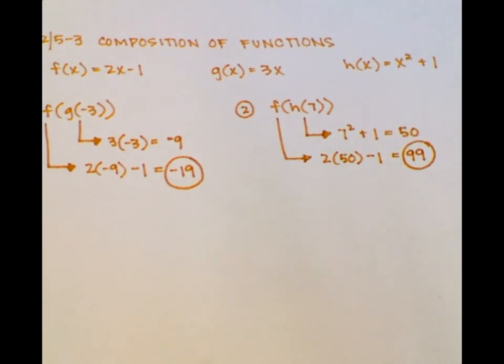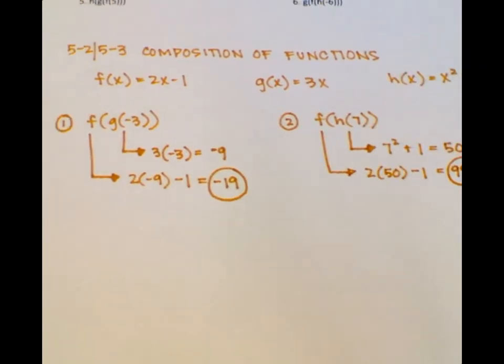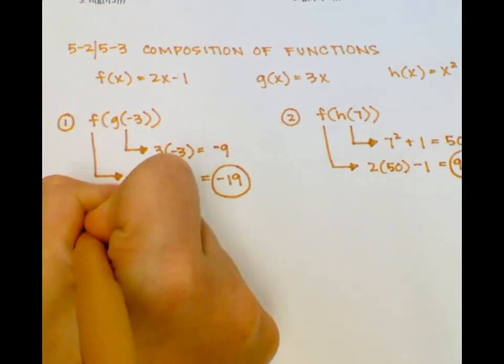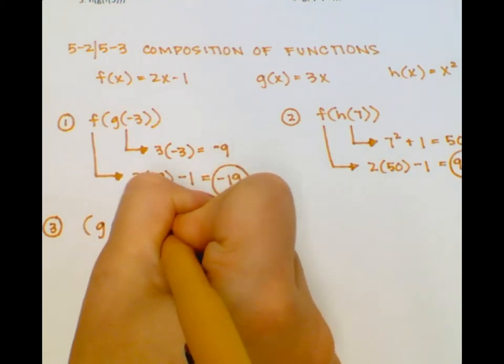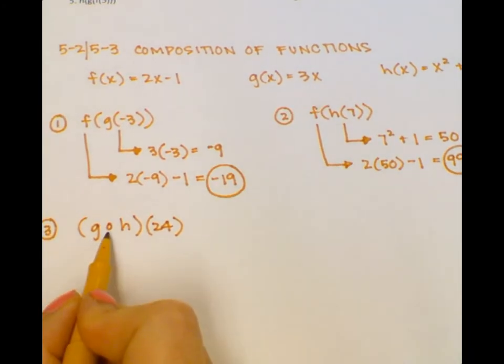Okay, let's go again. Sometimes they will write the problem like this. They'll use this little circle. That little circle does not mean multiplication. That circle means composition. You still do it the same way.